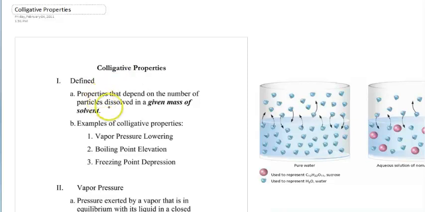We're going to be talking about properties that depend on the number of particles dissolved in a given mass of a solvent. And here we're talking about the number of particles, not necessarily the type, but just the amount that you have in a solvent. So some examples of colligative properties then. What I'm going to be talking about today is vapor pressure lowering, and that is Raoult's law. And so the idea is that by adding a solute, you're able to lower the vapor pressure, and I'll explain that in a minute. So this is what we will cover today.